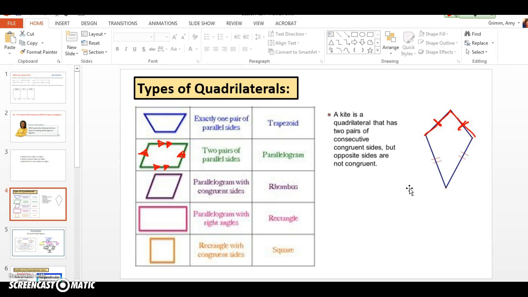All right, and then the second pair is the bottom one. That's this one and this one. And those are congruent, and they'll put little tick marks there. Okay? Does that make sense?